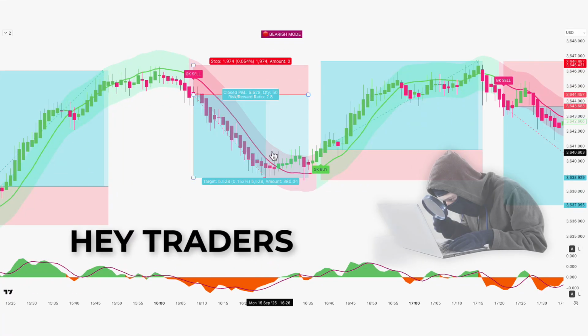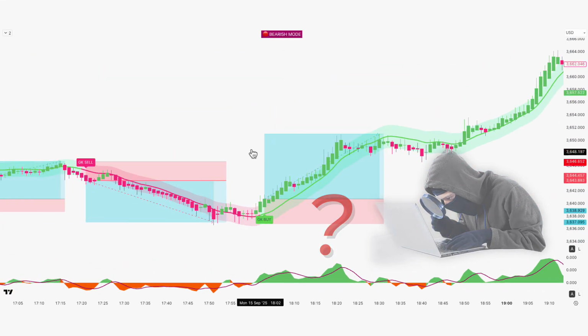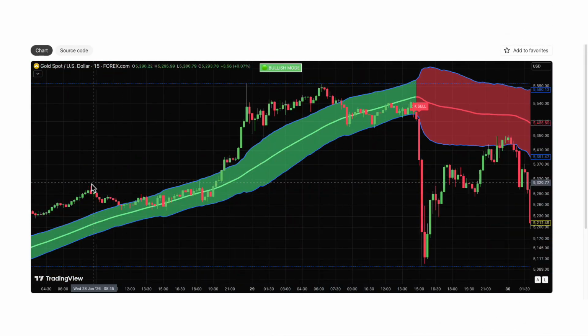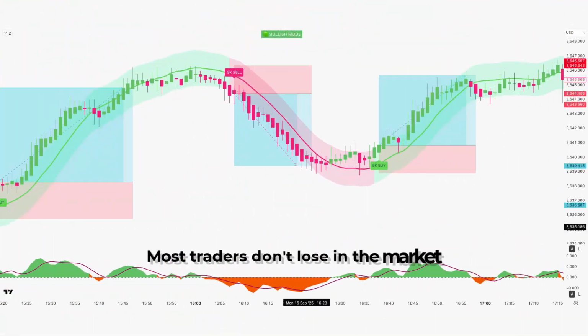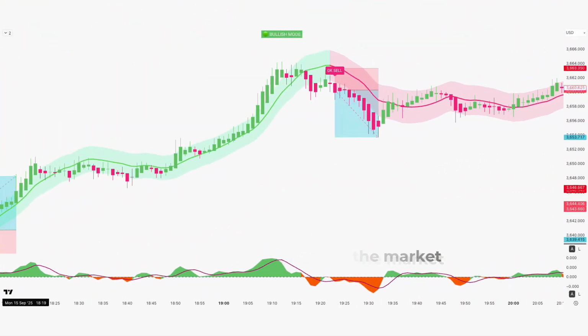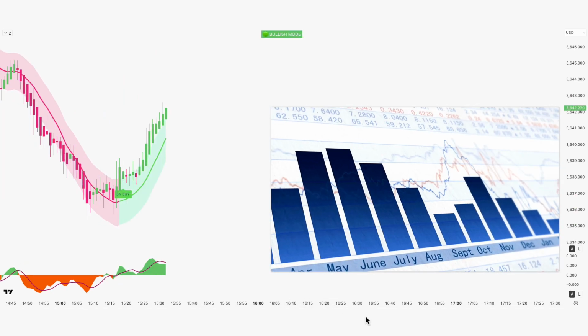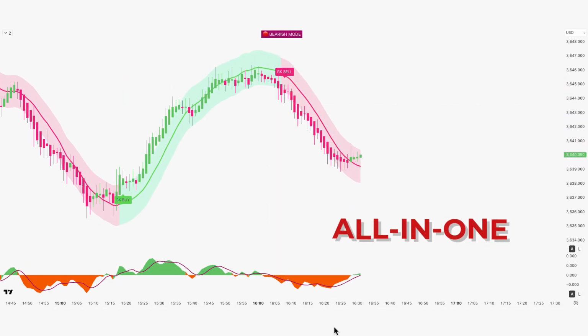Hey traders, imagine if all the indicators on your chart worked together seamlessly, without confusion, without noise. Sounds impossible? After today's video, your answer will change. Most traders don't lose in the market, they lose because they use too many indicators. But today I'm going to show you an all indicators in one system, which we can call all-in-one.